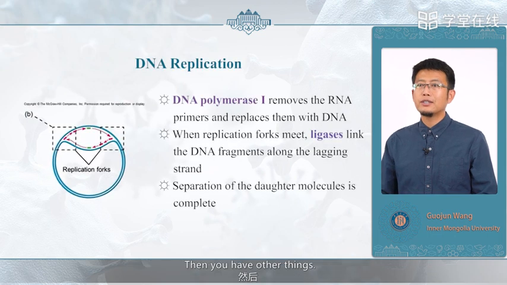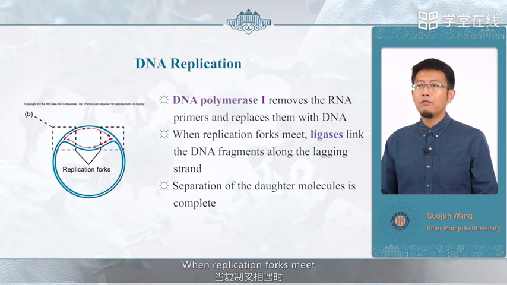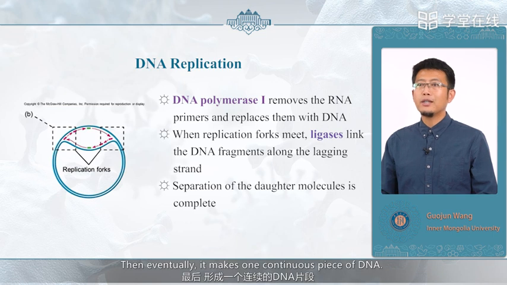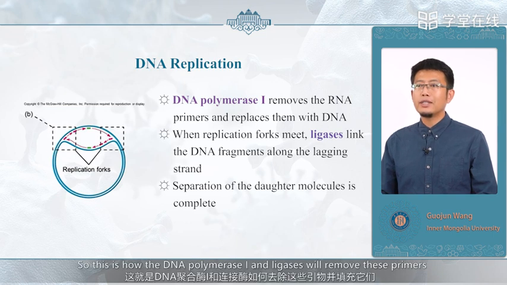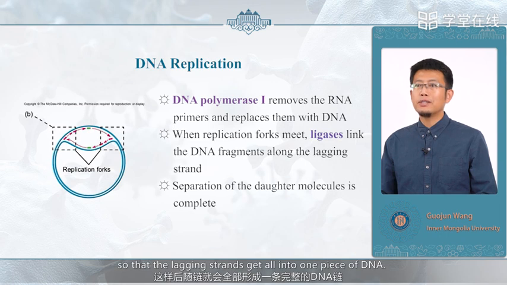Then you have other things. DNA polymerase I removes the RNA primers and replaces them with DNA. When replication forks meet, the separation of the daughter molecules is complete. Next, ligase links the DNA fragments along the lagging strand. Then eventually, it makes one continuous piece of DNA. So this is how the DNA polymerase I and the ligase will remove these primers and fill this in and build new DNA, so that the lagging strand gets all into one piece of DNA.